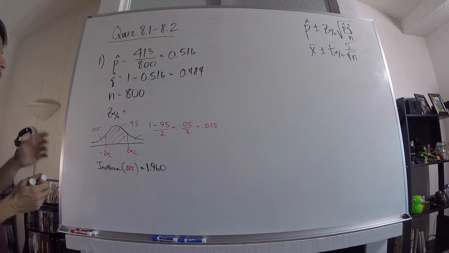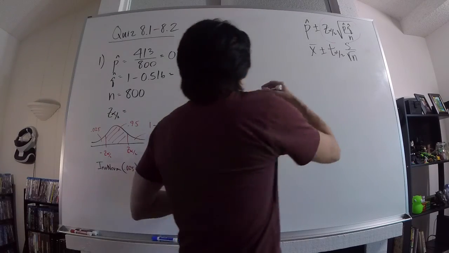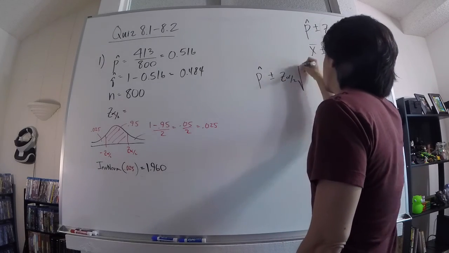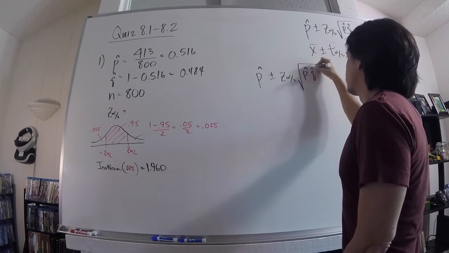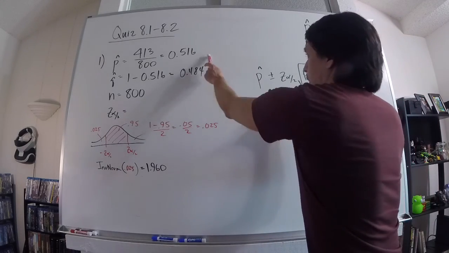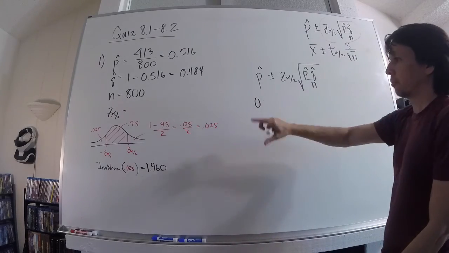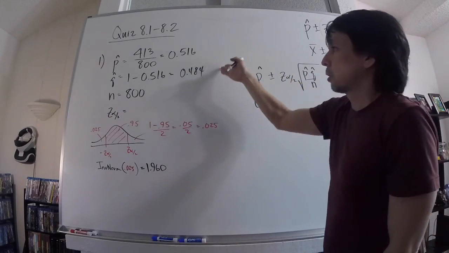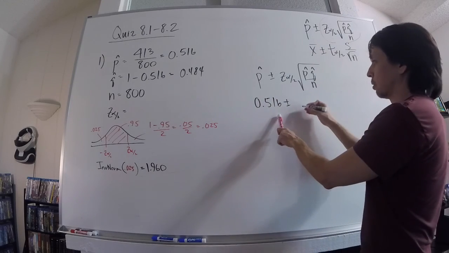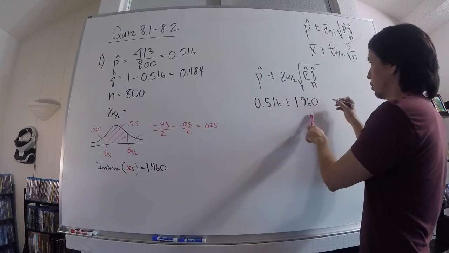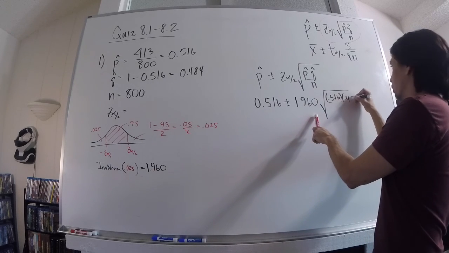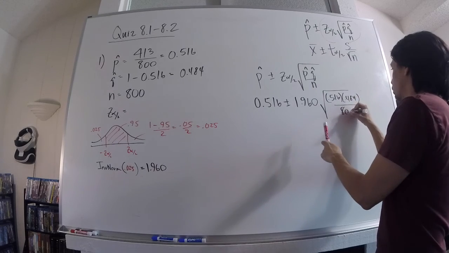Alright, and we're ready to go. We're ready to put together p hat plus or minus z alpha over 2 times the square root of p hat q hat over n. Alright, again, this is just organizing the pieces I'm going to put here rather than try to figure things out as I put them in. Get it all organized, ready to go first. As a recommendation, p hat plus or minus z square root of 0.516 times 0.484 divided by 800.